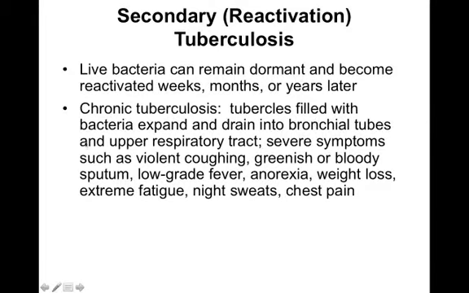So tubercles filled with bacteria expand and drain into bronchial tubes and upper respiratory tract. And then you can get violent coughing, greenish or bloody discharge, low-grade fever, anorexia, weight loss, extreme pain, night sweats, chest pain. And this is all from just the leftover bits and pieces of the macrophages along with some of the bacteria draining throughout the body.